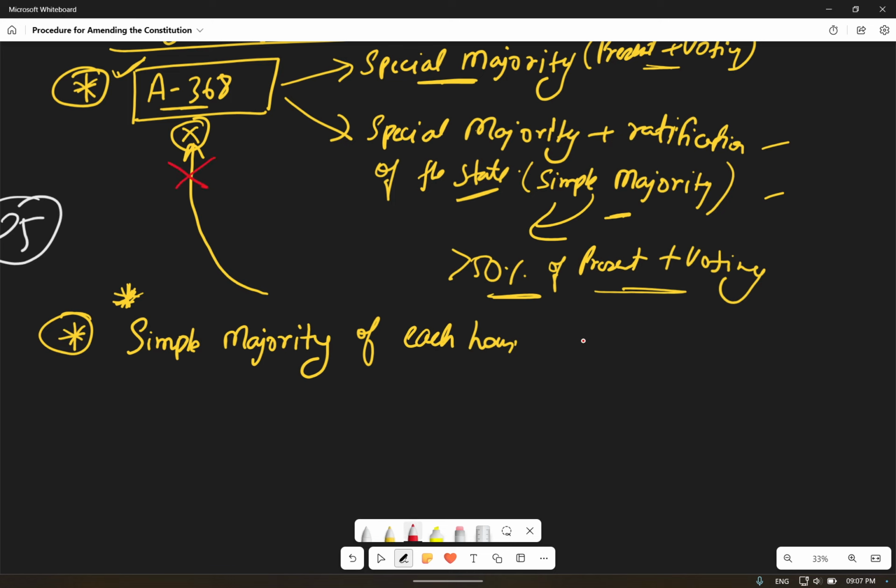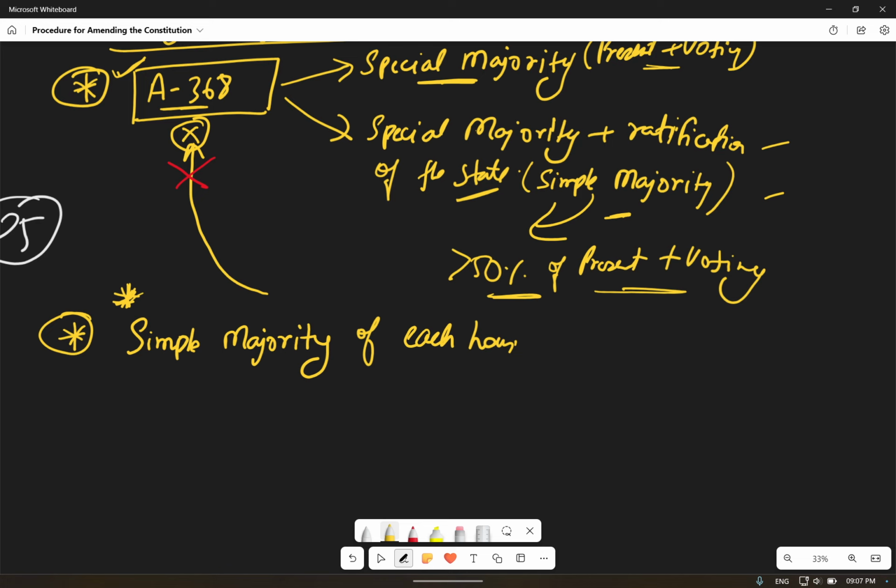Okay, it is just an amendment which requires a simple majority for the bill to be passed. So it clearly means that amendment of the Indian Constitution is possible in three ways. Okay, what are the three ways?